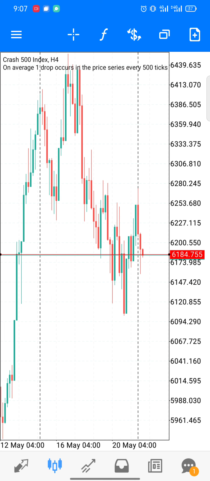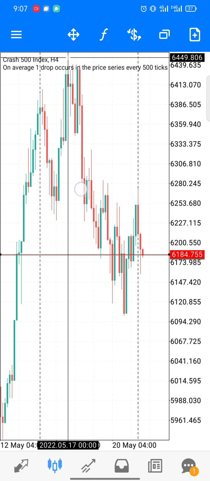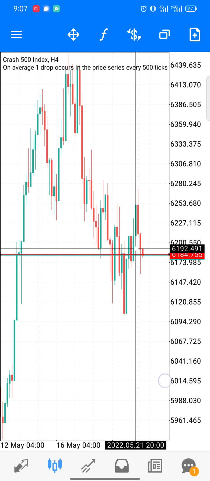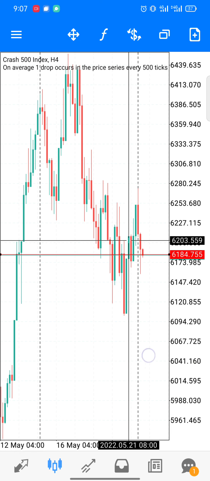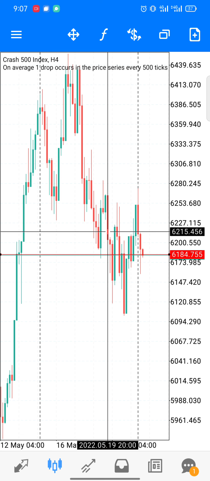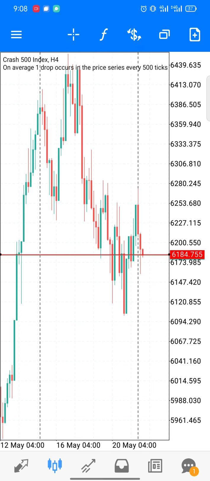Then I'll move to the 1 hour time frame. On the 1 hour time frame, I can see it's coming down. You can see it's a downtrend coming to the downside right now. So that will first give me an insight. It's not yet confirmed, but I'm seeing this as a setup.